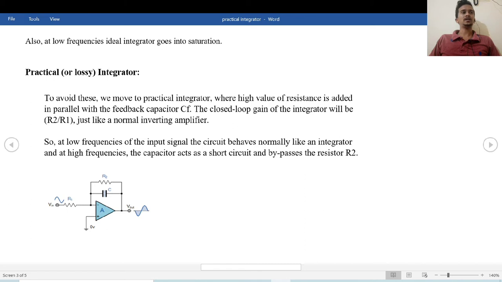In the practical integrator circuit, we add a high resistance value in parallel with the feedback capacitor CF. The closed loop gain of the integrator will be the same, R2 by R1, just like a normal inverting amplifier. At low frequencies of input signals, the circuit behaves normally like an integrator, and at high frequencies the capacitor acts as a short circuit and bypasses the R2. So we'll see the frequency response of both these circuits.